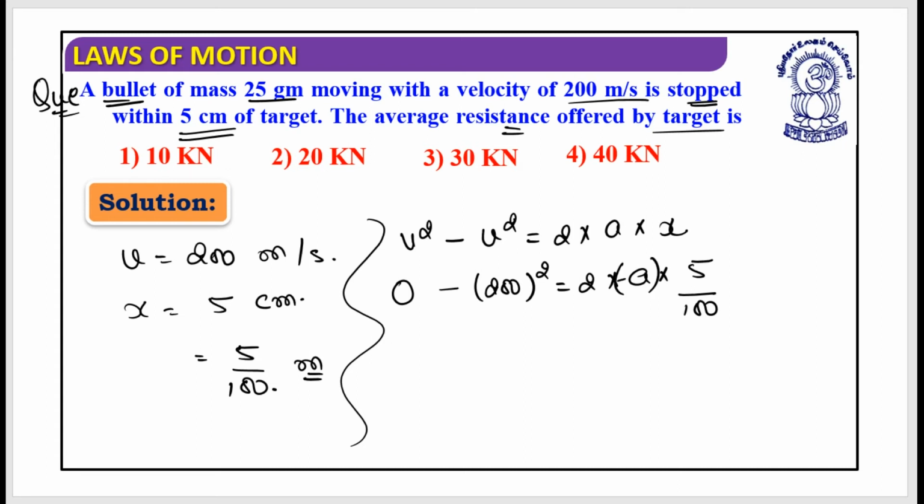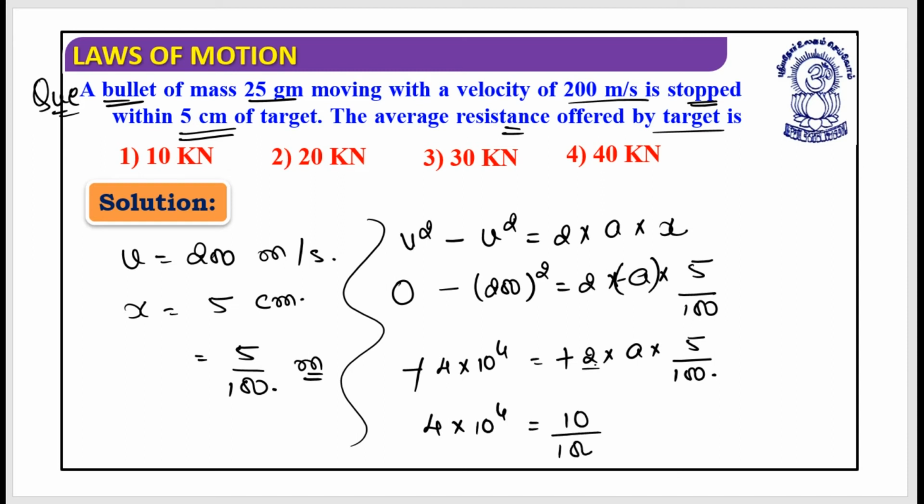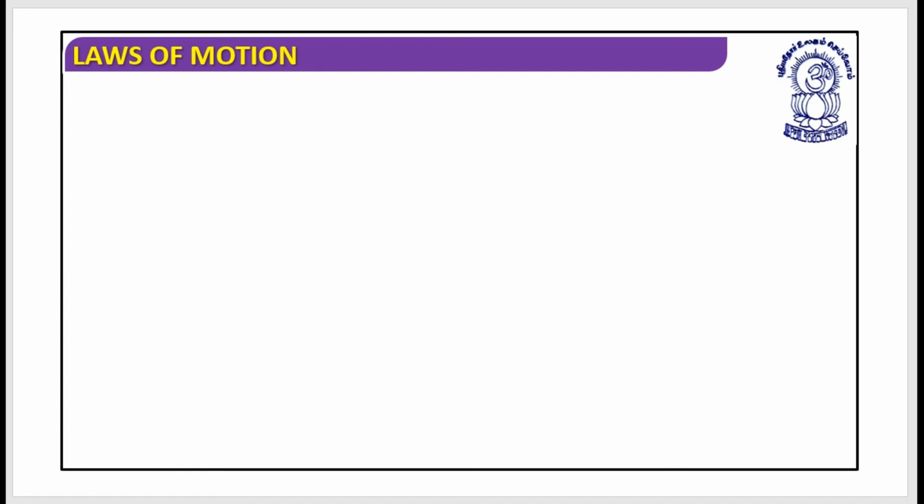Again this should be a minus of a, because this is a retarding force. So this is minus of 2 square, it's 4 into 10 to the power 4. This is equal to minus of 2 into a into 5 divided by 100. So minus minus is plus, this is 4 into 10 to the power 4, that should be equal to 2 5s are 10 by 100 multiplied by a. So the acceleration should be equal to 4 into 10 to the power 4 multiplied by 10, that should be equal to 4 into 10 to the power 5.